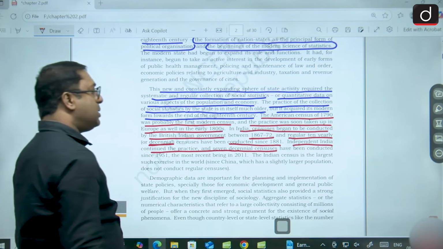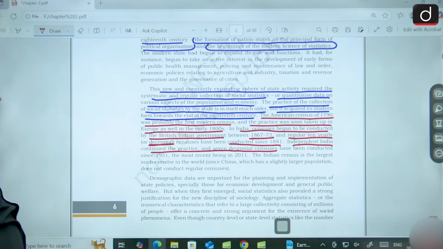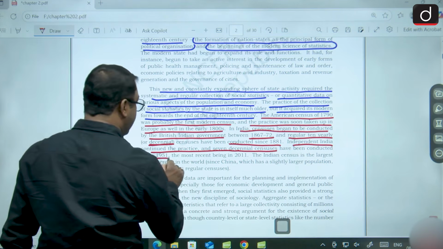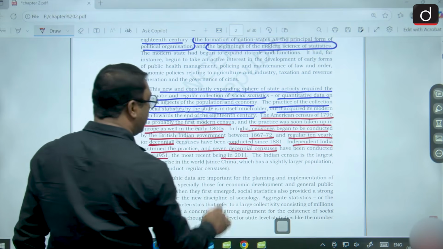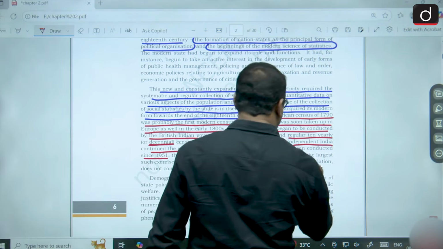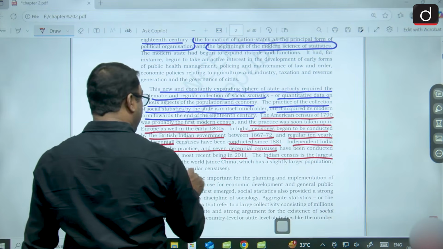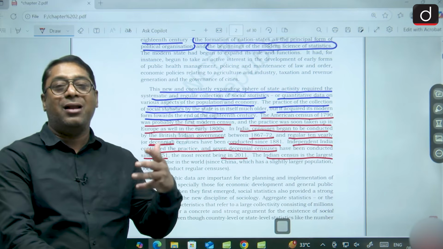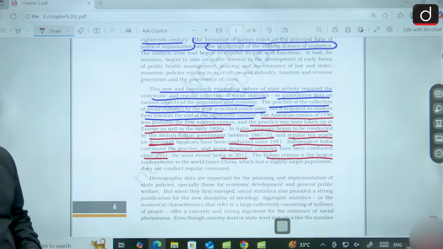Seven decennial censuses have been conducted since 1951, and the most recent is 2011. And the Indian census is the largest in the world because India has a slightly larger population as compared to that of China. Clear?